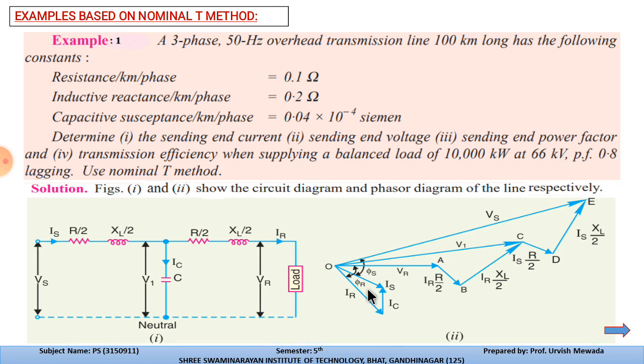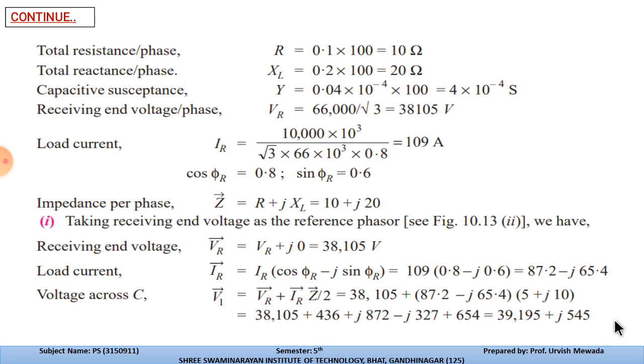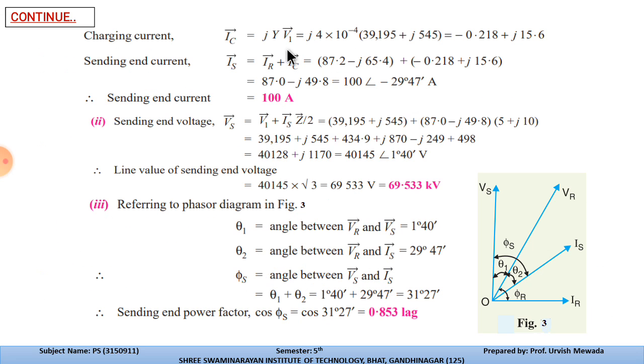So IS is the addition of IR and IC, that's why IS is equal to IR plus IC. By placing the values, we will get the value of IS, that is 100 ampere. This is the data which we found out already. So IR is 87.2 minus J65.4, and IC is minus 0.218 plus J15.6.